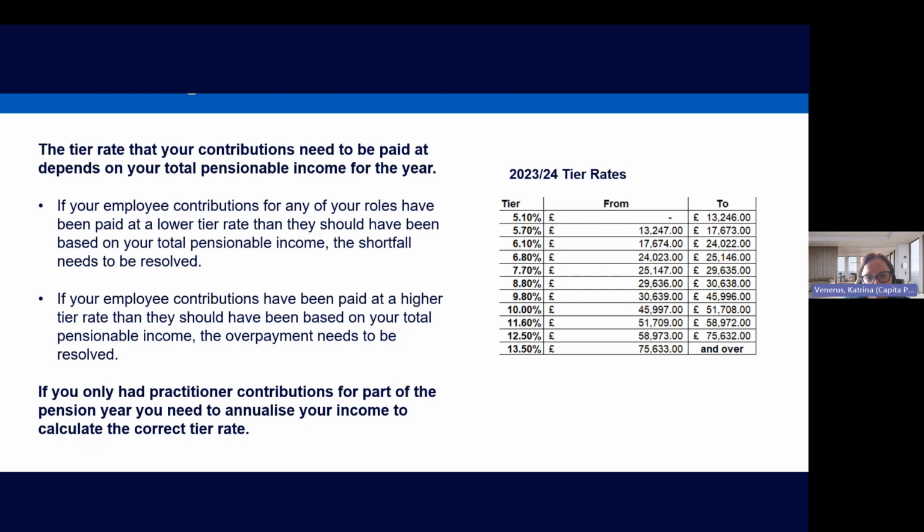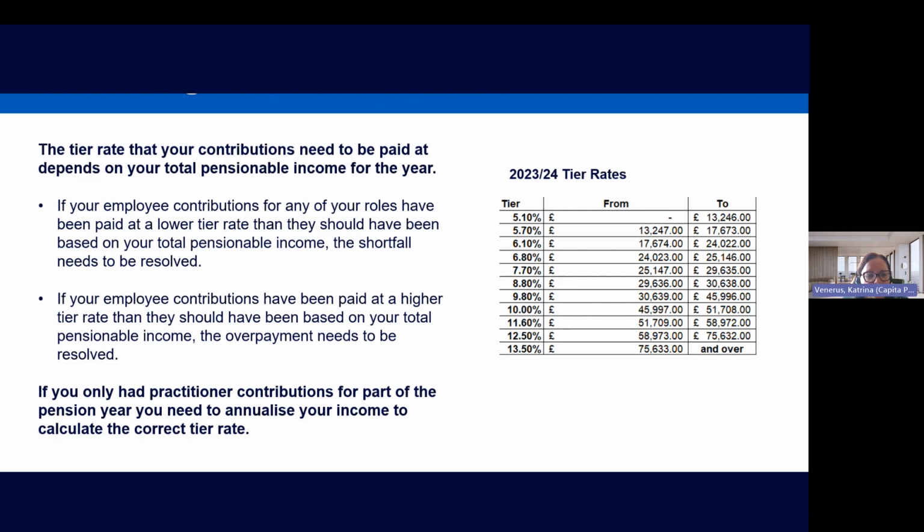And that can be quite difficult to guesstimate, I suppose, at the beginning of the year for a GP. There's a tier rate. The tier rate table is on the slide here, just to show you, but the tier rates can change on a yearly basis. They don't change every year, but they have changed a lot over the last few years as NHS pensions have made changes.